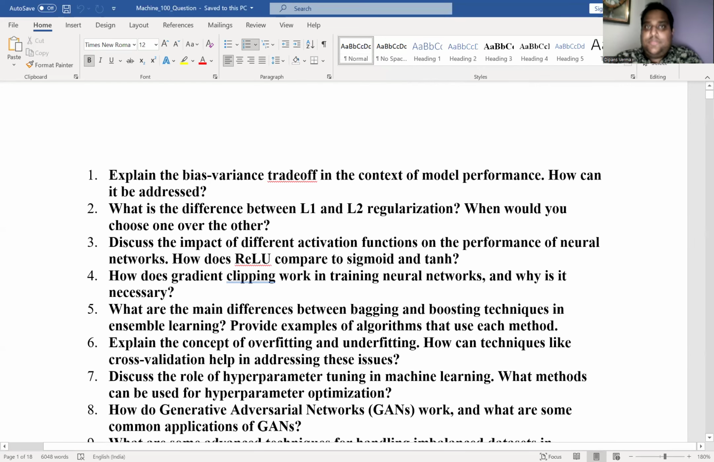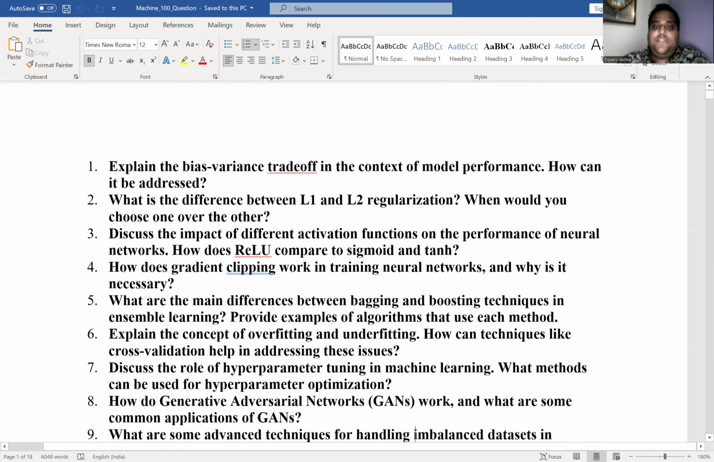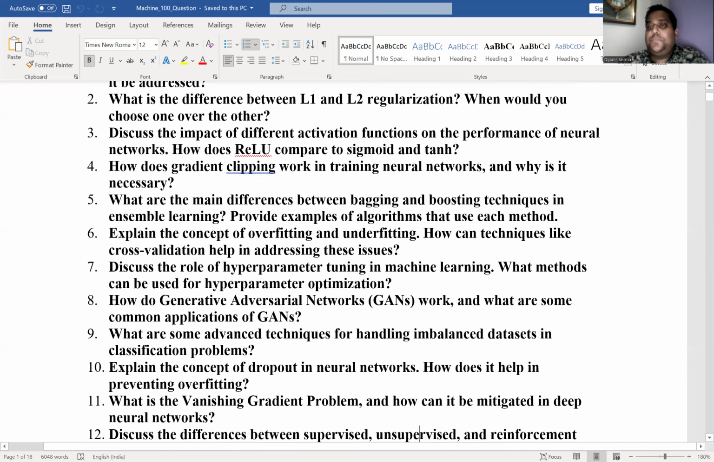In this session, today we are going to discuss the machine learning questions that have been asked earlier. We can discuss the bias value, L1 and L2 regularization. We can discuss the impact of activation function. We can discuss ReLU and how the configuration might happen. We can discuss comparing bagging and boosting.